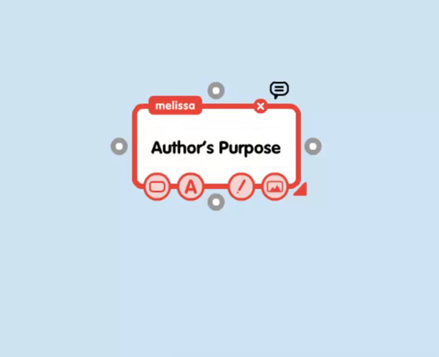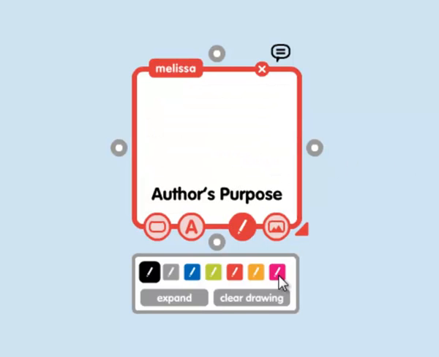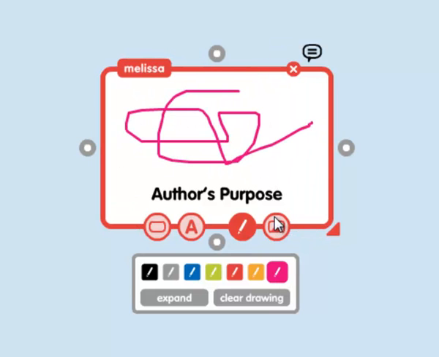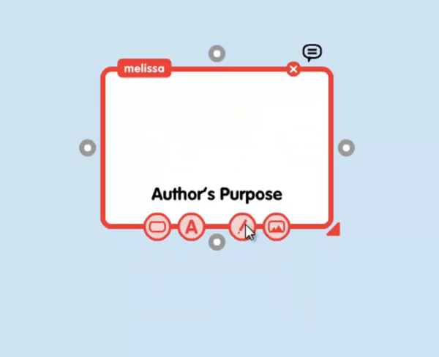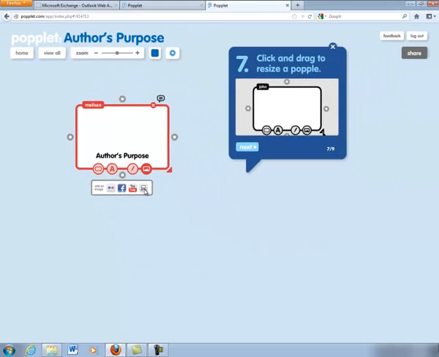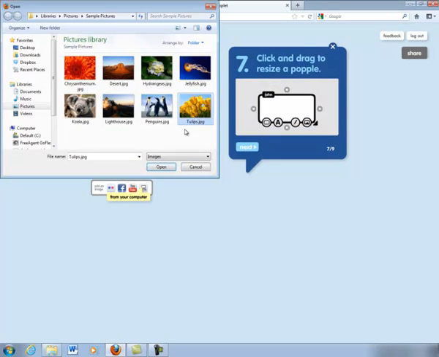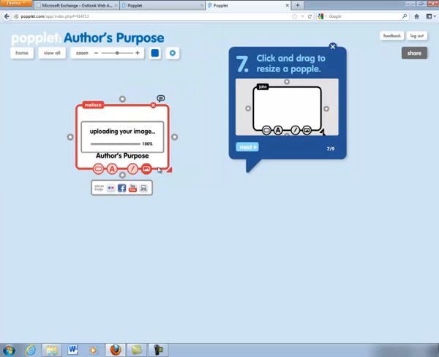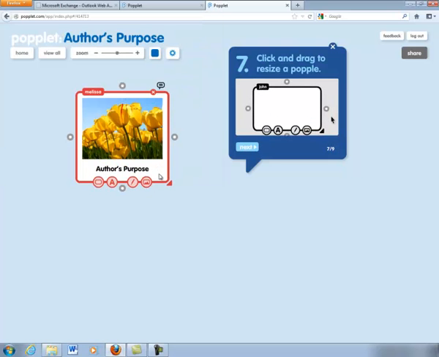The next button lets you draw in your popple. Click the pen to start drawing, and click Clear Drawing to erase. To add an image or video to a popple, click the Upload Images button. Here you will have the option to add videos or images from Flickr, Facebook, YouTube, or your desktop computer.